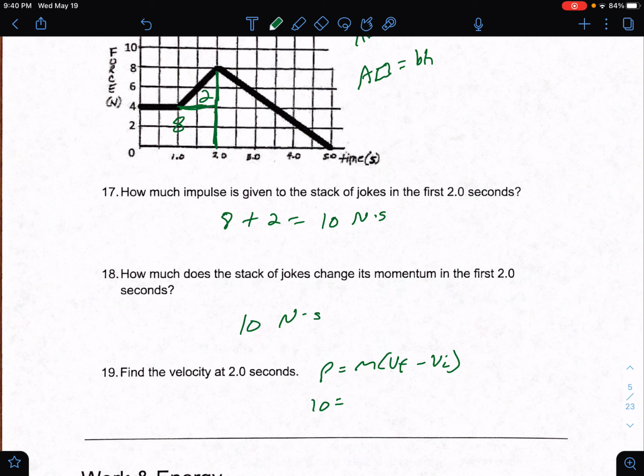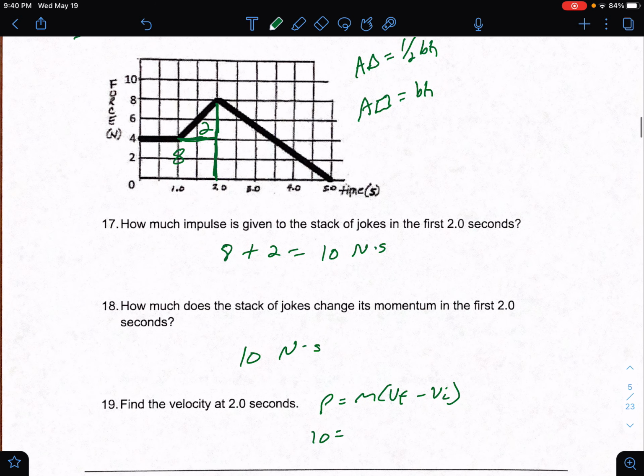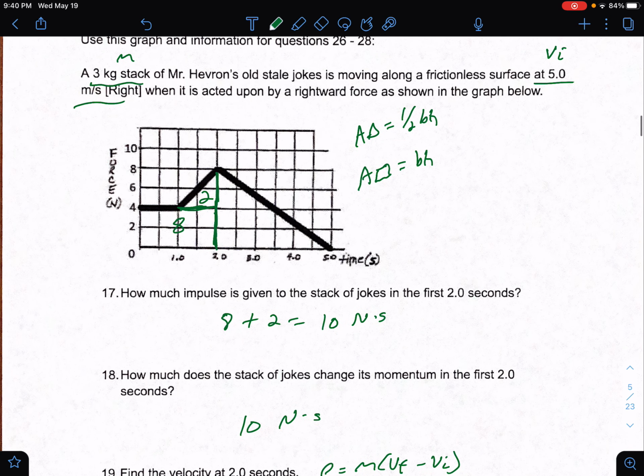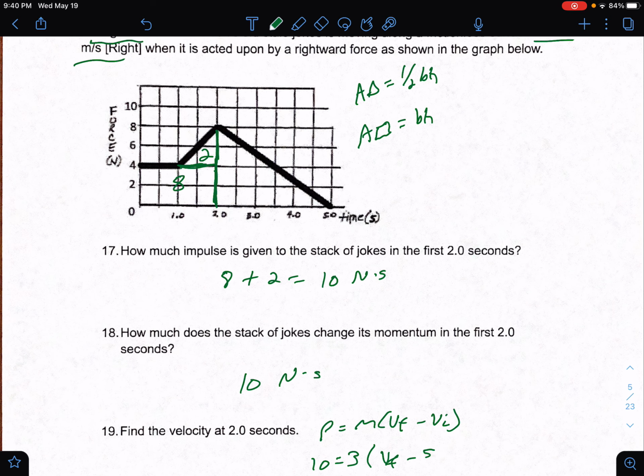I just solved that. Okay, so if I were to ask in 5 seconds, you would just use the whole graph as P. So find the area under the whole curve and use that as P. Your mass, we already gave it to you back up here at the top, was 3 kilograms. Final velocity, I don't know. That's what I'm looking for, so I'm going to leave that as VF, minus my initial velocity, which was 5 meters per second.